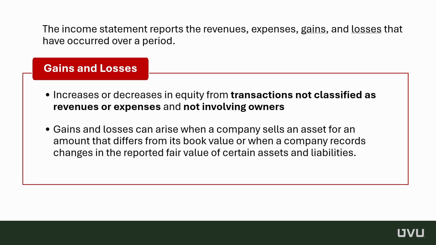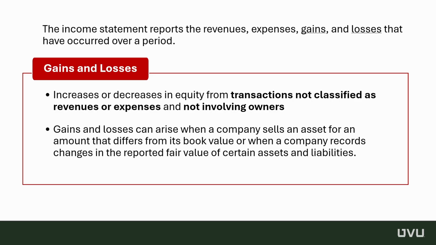Suppose a company owns a delivery truck. The truck is used in the business, but selling trucks is not the company's main activity. If the company sells the truck for more than its recorded book value, it would report a gain. If it sells the truck for less than the book value, a loss will be reported. Gains and losses can also arise from changes in the fair value of certain assets and liabilities. The key point here: gains and losses do affect net income, but they're not the same thing as the main revenue and expense activities of the company.